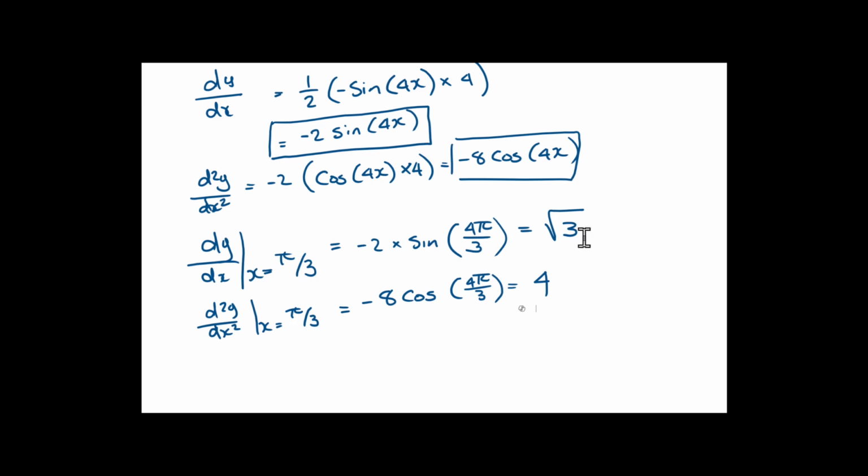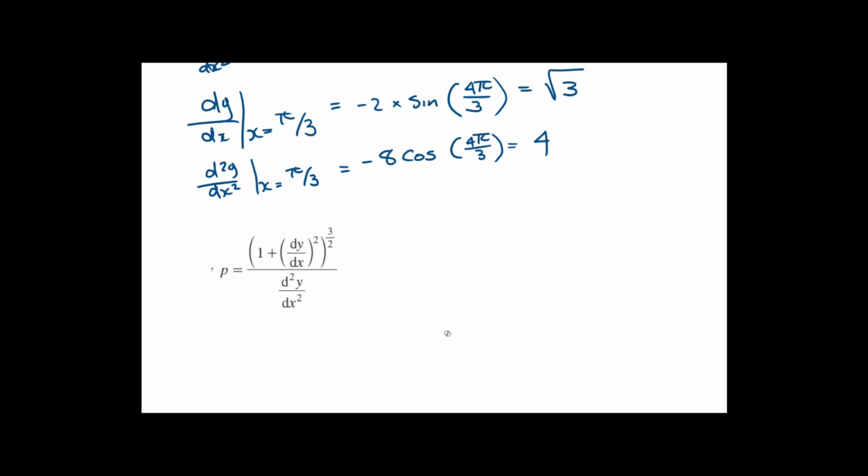Now we can come up to our function at the beginning here and just put those numbers in and get an answer. So I'm just going to cut and paste that down now. So let's put in these numbers and see what we get. So dy/dx is square root of 3, so 1 plus the square root of 3 squared is obviously going to be 3 to the power of 3 over 2, all over 4.